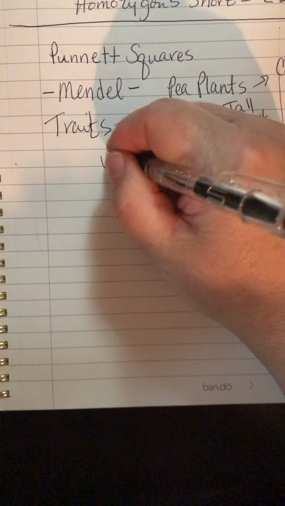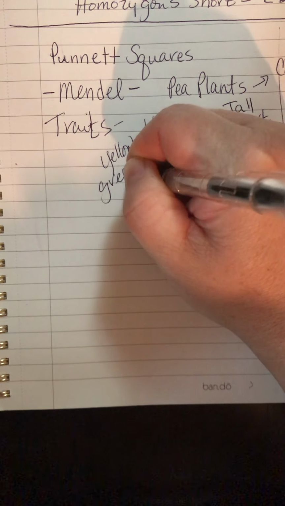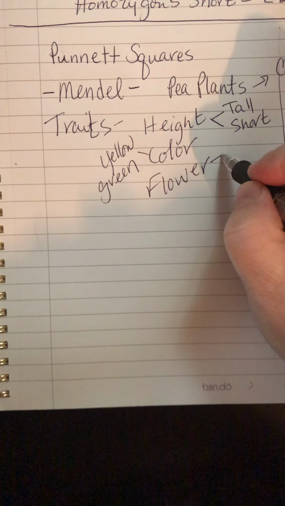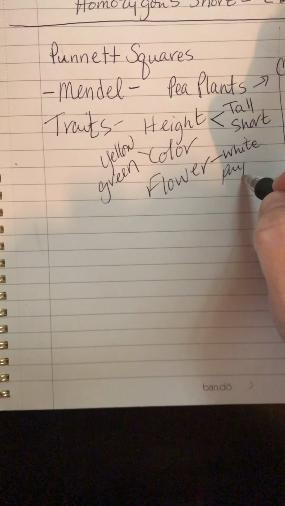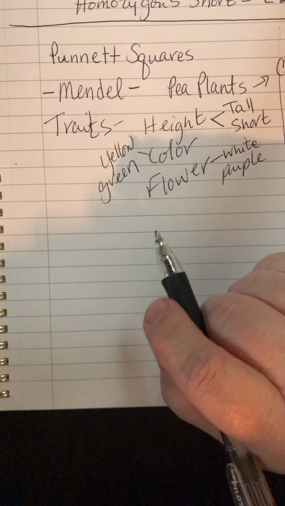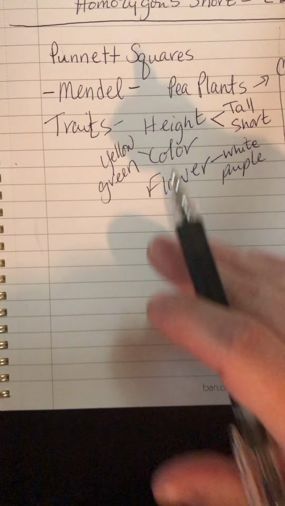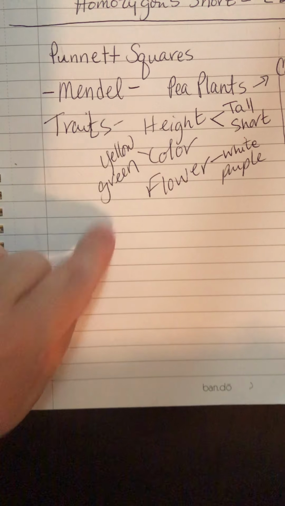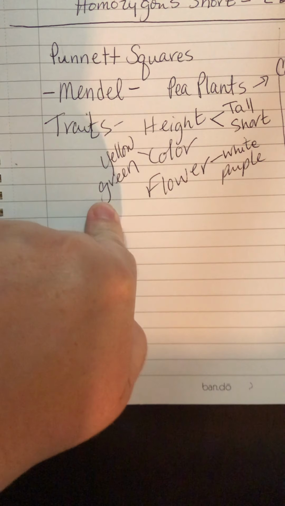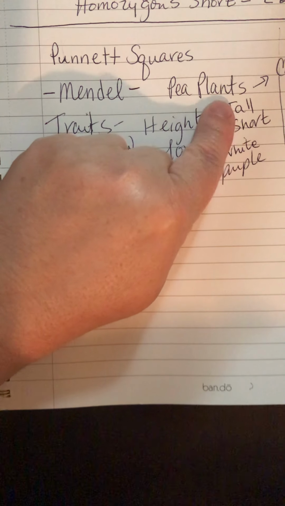What? There's no mediums. Nothing else. For color, they can be yellow or green peas. The flowers are white or purple. That's it. There's just 2 kinds. Now, in one group of plants, you can have lots of different variations because you can have a lot of different mixes of these. But for each individual trait, there's only 2 options.